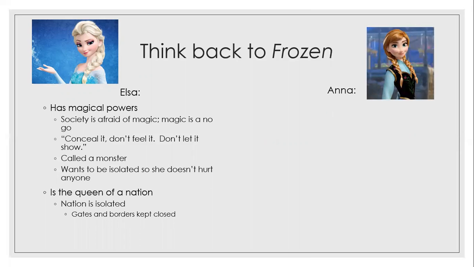When we look at Anna, she was isolated as a collateral damage type situation of her sister's powers. She was locked up in the castle just like her sister was. The only contact she had with people was through the servants that worked in the castle.